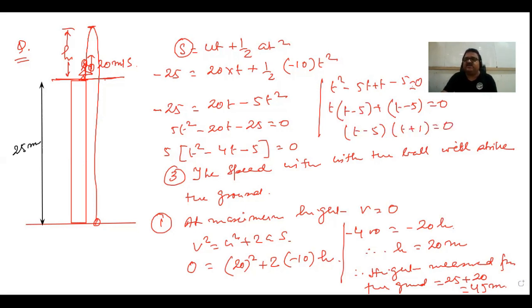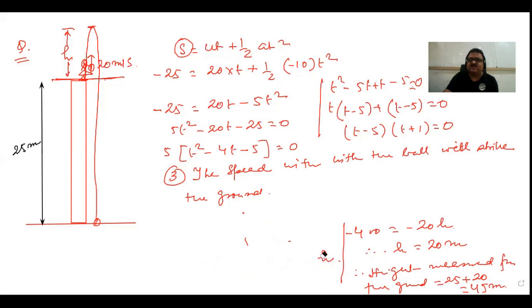And the question is very, very important. It's very simple. This time cannot be 0. Correct? So time cannot be negative. So we can simply write on this: t we are getting 5 and t is equal to minus 1, which is not possible. So time taken to reach the ground is 5 seconds. This is the answer.